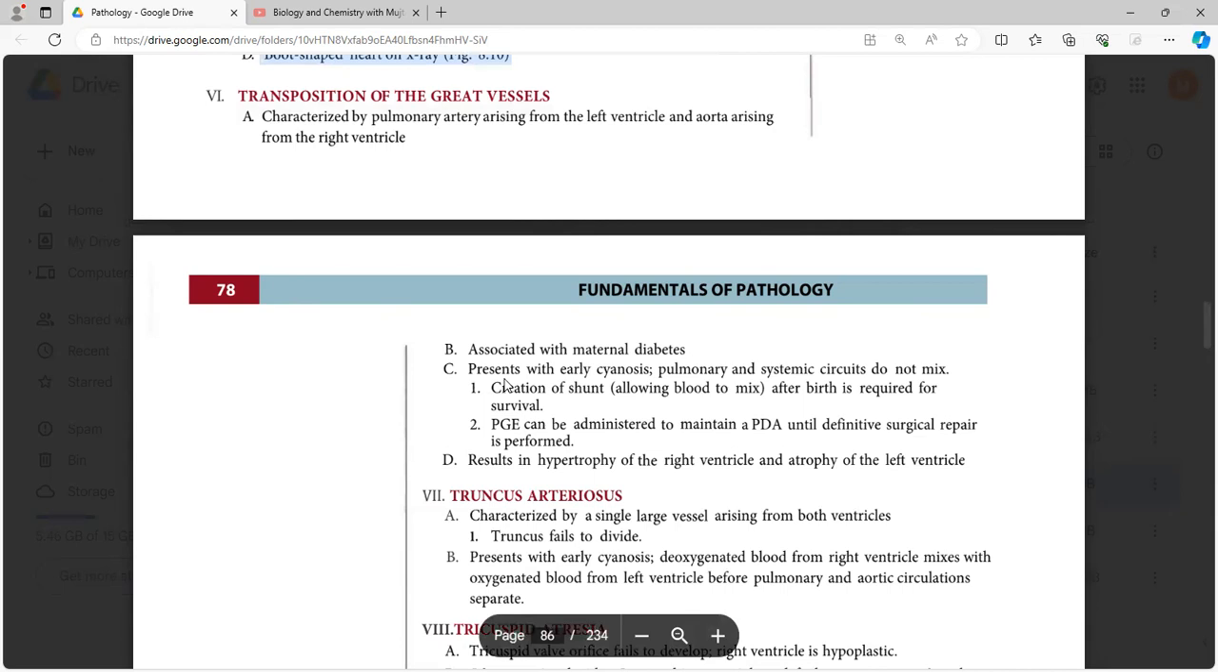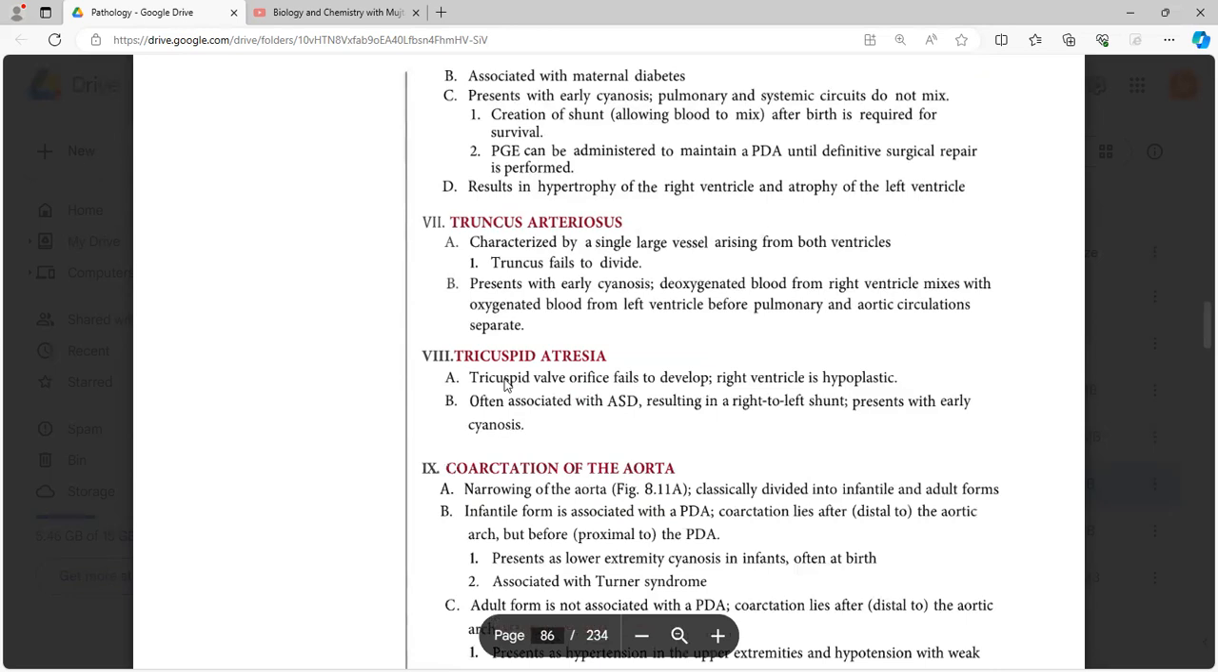Now, what does transposition of the great vessels mean? Transposition means exchange in order. The pulmonary artery, as we all know, emerges from the right side of the heart, whereas the aorta emerges from the left ventricle. In transposition of the great vessels, the exact order is reversed, and thus it leads to early cyanosis and hypertrophy of the right ventricle. In truncus arteriosus, there is a single large vessel arising from both ventricles instead of the pulmonary artery emerging from the right ventricle and the aorta from the left ventricle. There is a single vessel.